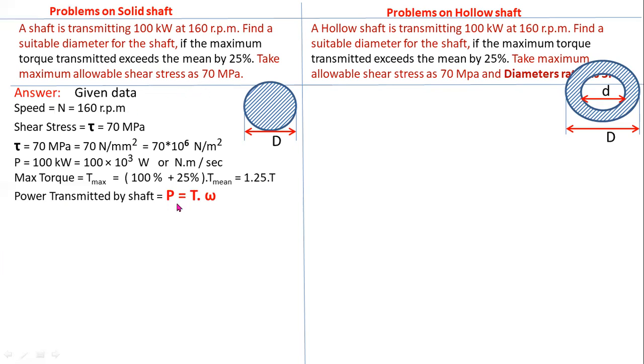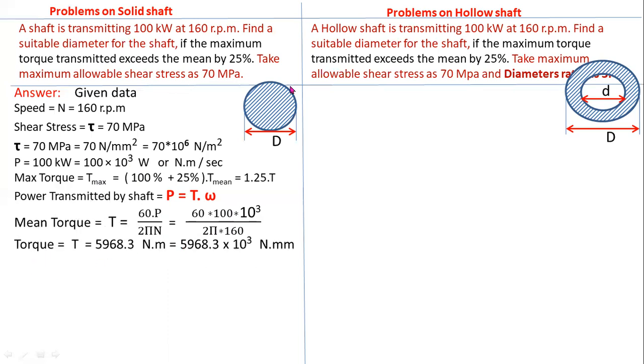Power transmitted by the shaft. Already we know the formula for power transmitted by the solid and hollow shaft. From this equation, the torque transmitted by the shaft, T equal to 60 P by 2 pi N. P equal to 100 into 10 power 3 watts, and N equal to 160 rpm. From this equation, the torque transmitted by the solid shaft T equal to 5968.3 Newton meter.